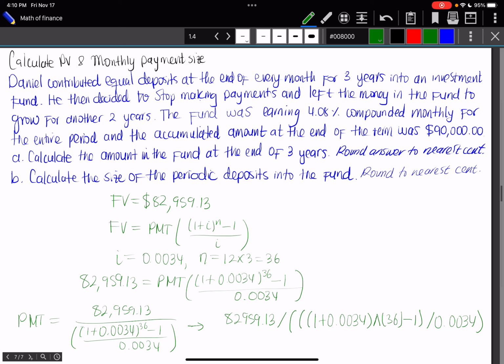And what we get when we use the calculator to compute the answer to part B is approximately, so this is a symbol for approximately, 2,170.18. Therefore, the size of the monthly payments deposited in the retirement fund was about $2,170.18. Okay, so this is the answer to part B.